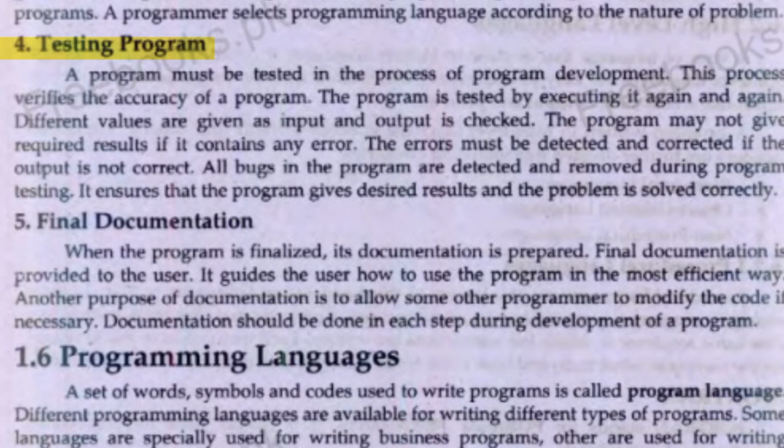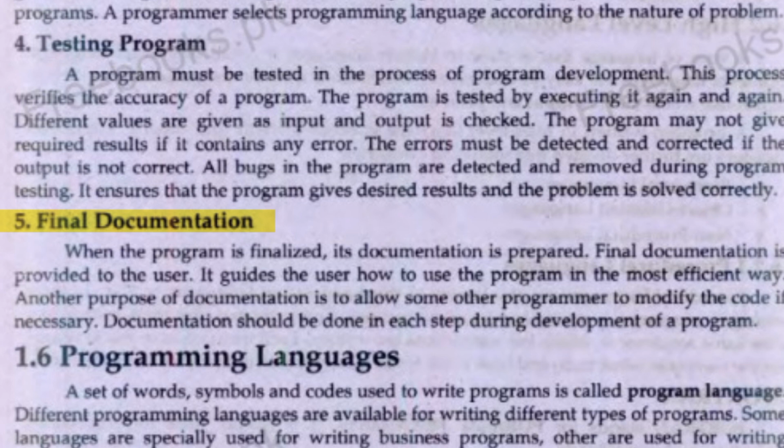4. Testing program. A program must be tested in the process of program development. This process verifies the accuracy of a program. The program is tested by executing it again and again. Different values are given as input and output is checked. The program may not give required results if it contains any error. The errors must be detected and corrected if the output is not correct. All bugs in the program are detected and removed during program testing. It ensures that the program gives desired results and the problem is solved correctly.